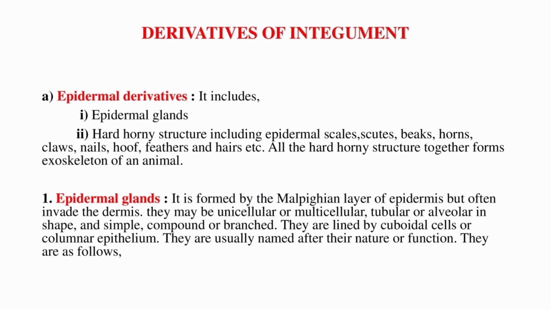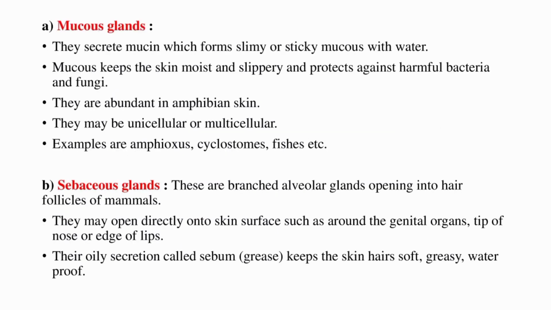They are as follows. Mucus glands. They secrete mucin, which forms slimy or sticky mucus with water. Mucus keeps the skin moist and slippery and protects against harmful bacteria and fungi. They are abundant in amphibian skin. They may be unicellular or multicellular. Examples are amphioxus, cyclostomes, fishes, etc.